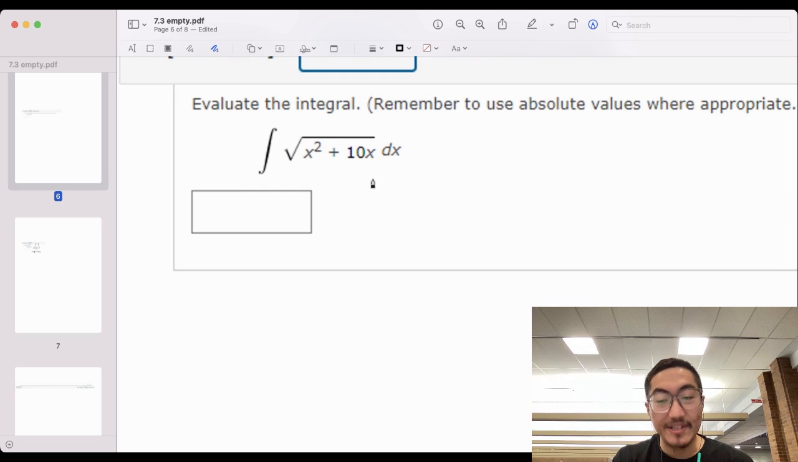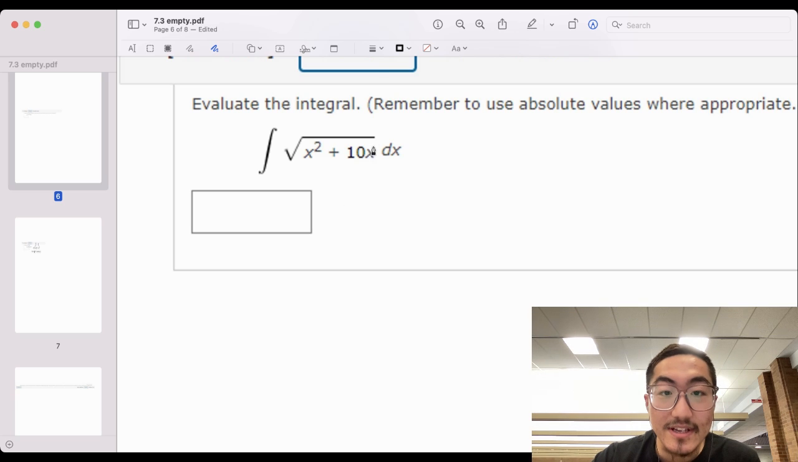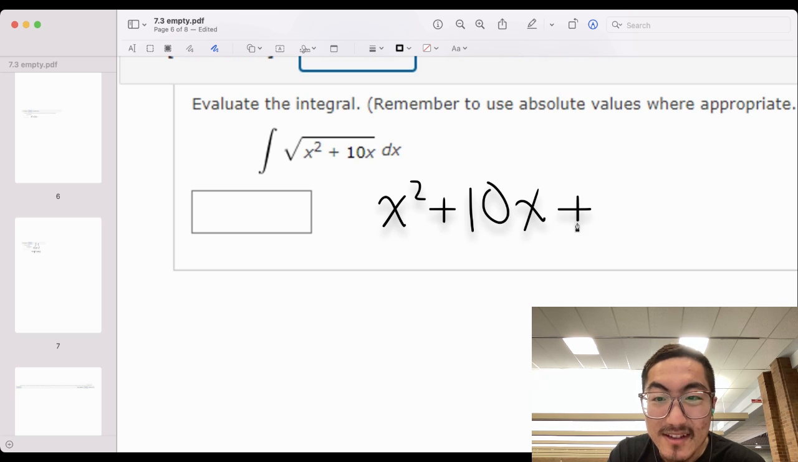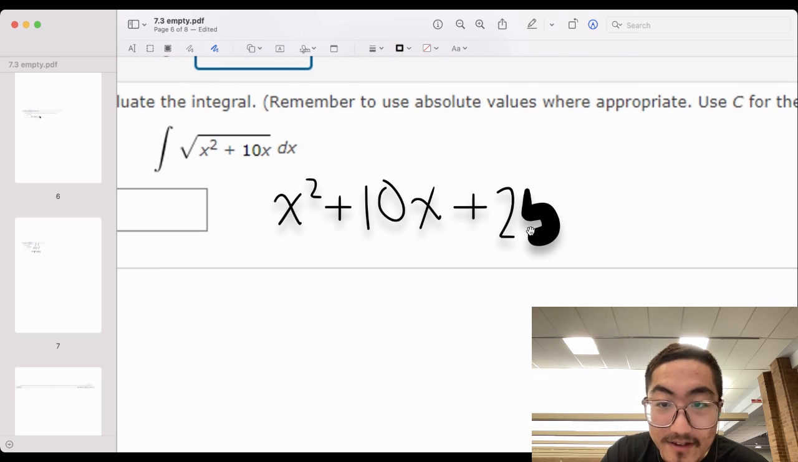If you see completing the square, the trick is that there's no constant here. So the possibility is x squared plus 10x plus 25.